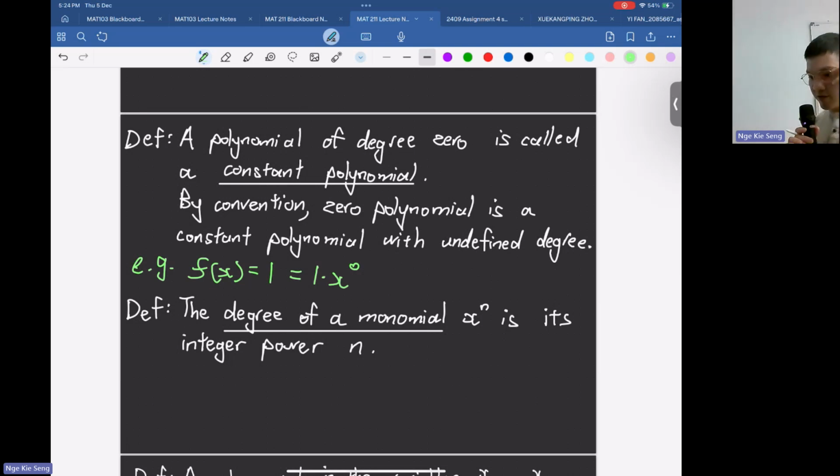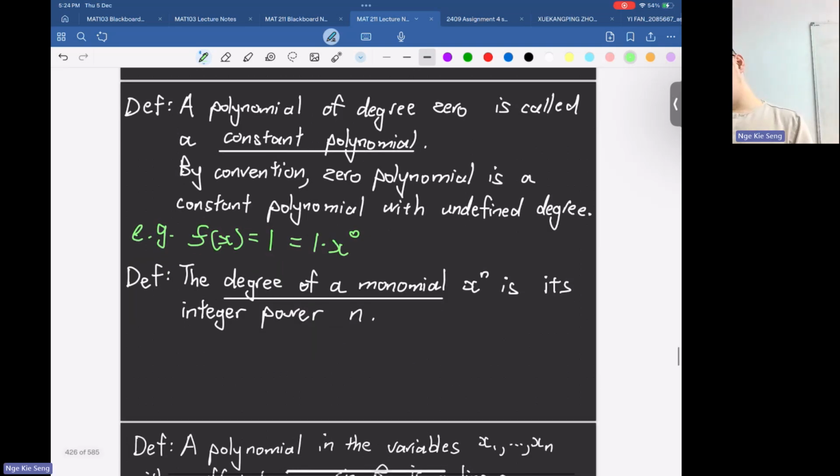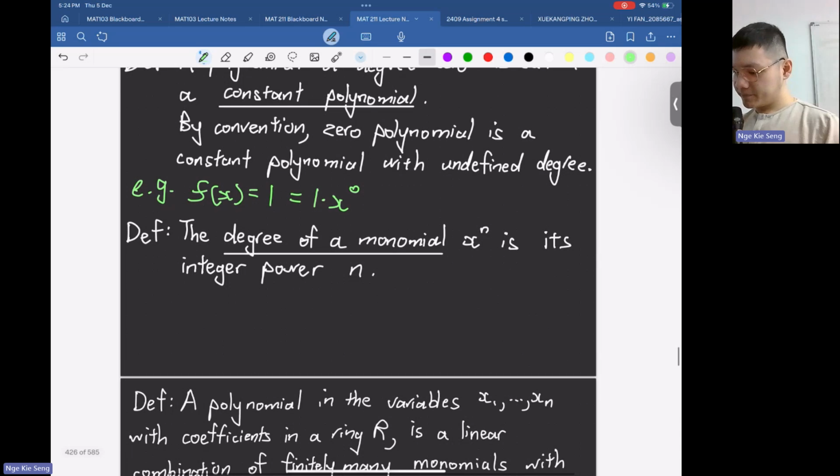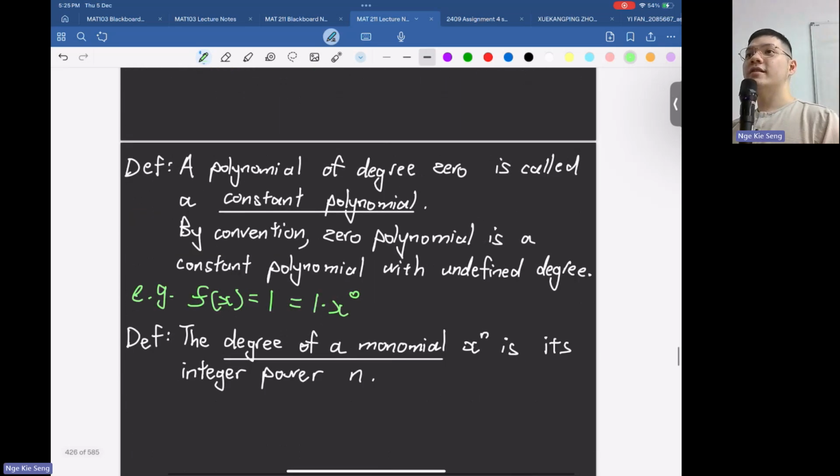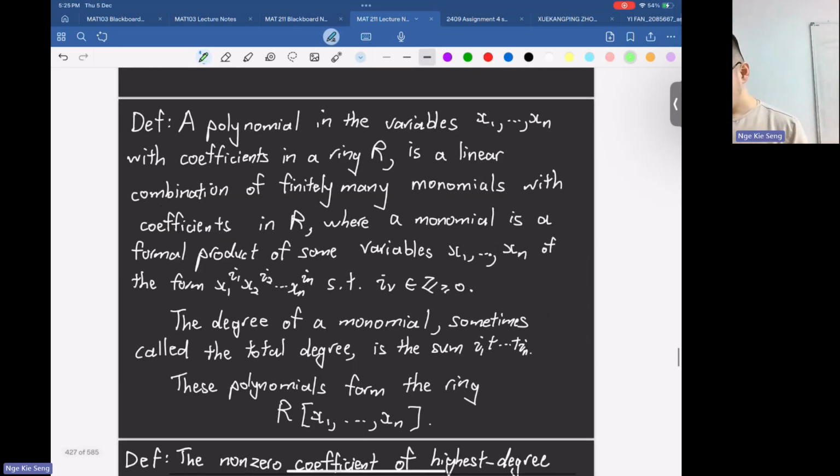And other than the degree of a polynomial, we can also define the degree of a monomial. The degree of a monomial is easier: just the power of x. So it's a bit different. The degree of a monomial refers to a single x to some power, but for the degree of a polynomial, you need to look for the largest one. So there's a subtlety here. Can you follow so far? Just terminology.